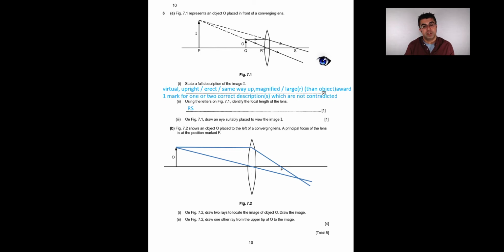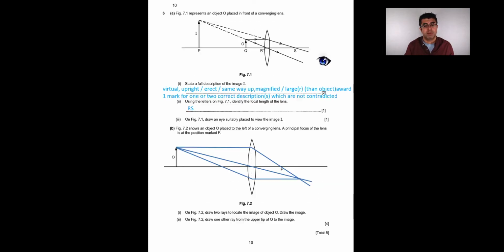Part 2 says on figure 7.2, draw one other ray from the upper tip of O to the image. This is in your book, and basically they're wanting you to draw a line in reverse. And what you do is you go straight back along to the center of the lens, and then from the center of the lens you go all the way back to the object. Why? Because all the lines from the object and the image should meet. Whether it's 2 lines, 3 lines, 50 lines, they should always meet.